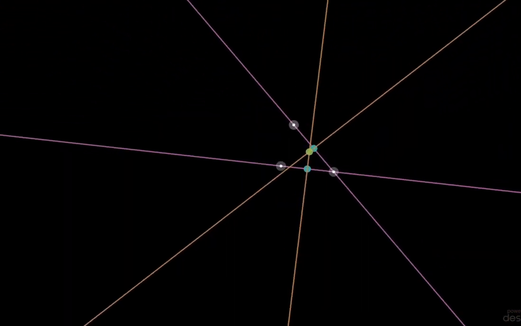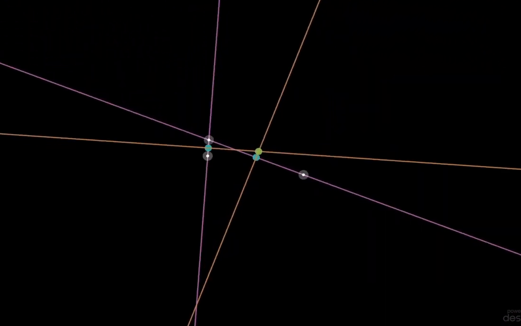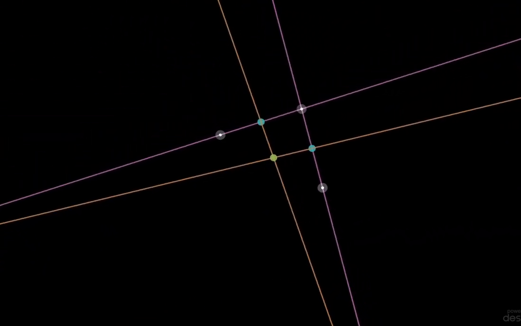And again, we can add this onto our visualization. I've got it in light green on there. And we can see how as the points move around, this is always the intersection of the two orange lines, which are our perpendicular bisectors of the two purple lines.